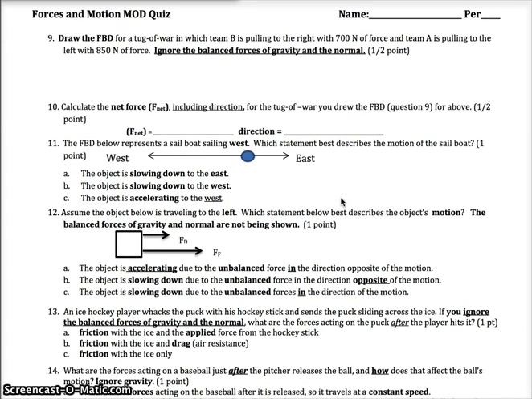Number 9. Draw a free body diagram of a tug-of-war in which Team B is pulling to the right with 700 newtons of force and Team A is pulling to the left with 850 newtons of force. Ignore the balanced forces of gravity and the normal. So it's asking you to draw a free body diagram of a tug-of-war in which Team B is pulling to the right with 700 newtons, and Team A is pulling to the left with 850 newtons of force.